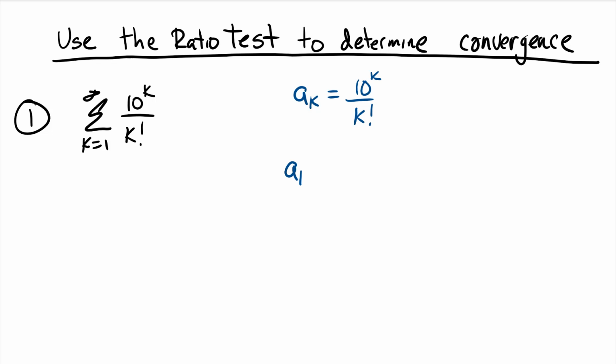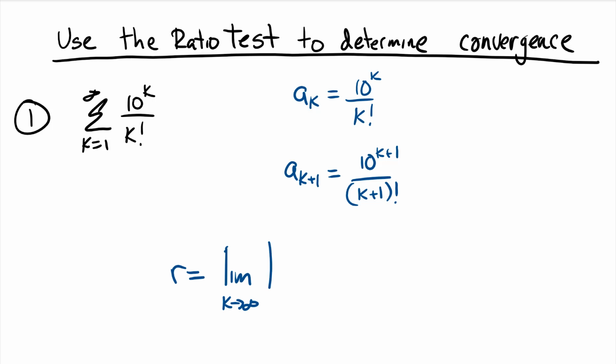And then what's our a of k plus 1? Well, it's 10 to the k plus 1 over k plus 1 factorial. So everywhere we had a k, we just changed it to k plus 1. Now our ratio will become r equal to the limit as k goes to infinity of the absolute value of a sub k plus 1 divided by a sub k, trying to see if the next term is going to be bigger than the previous term.